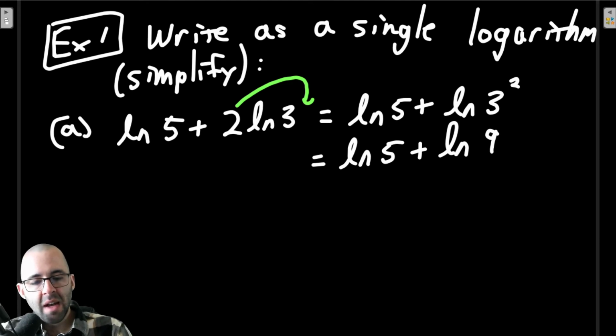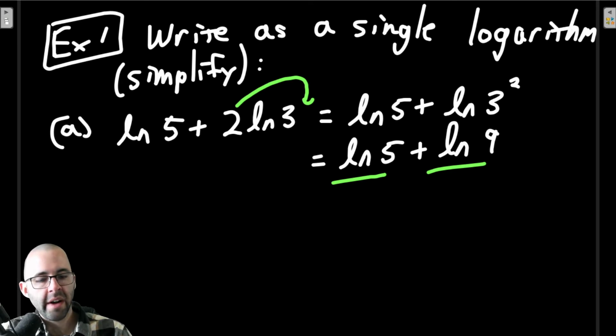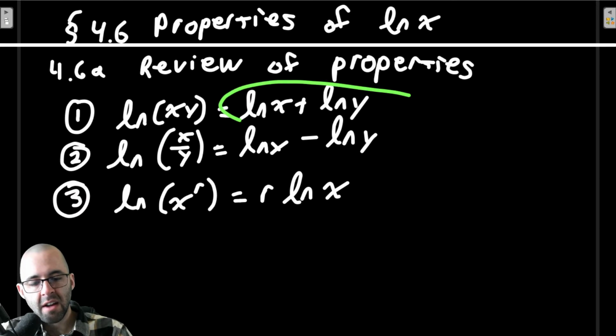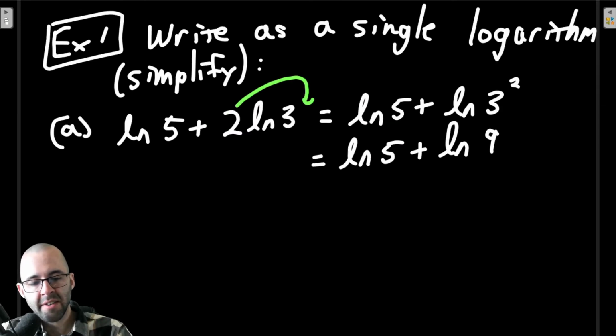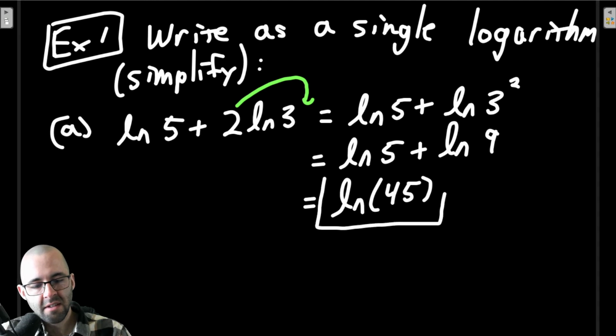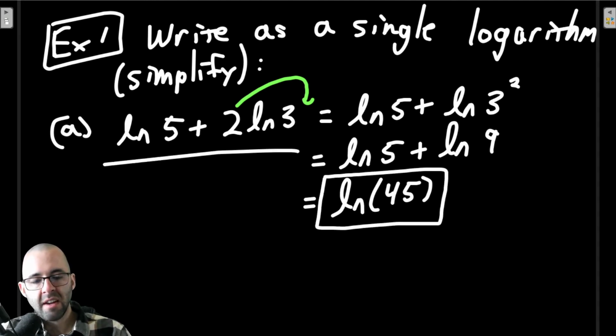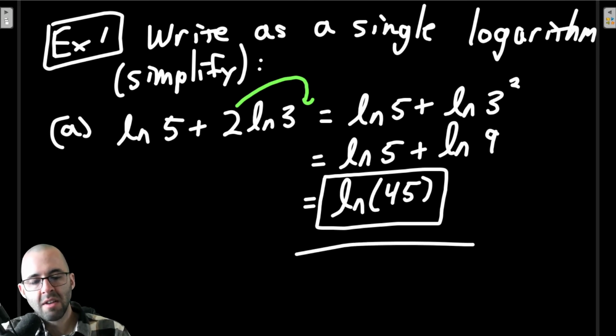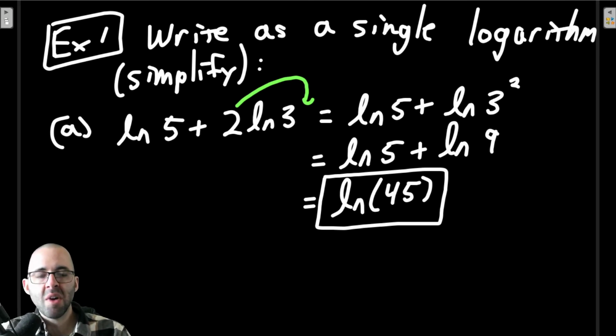And now, once we have a single logarithm plus another single logarithm with no funny business going on, we can use that first property. Okay? Adding logarithms is the same as multiplying their insides. So this becomes the natural log of their product, which is 45. And that's our answer. And again, if you plugged this left thing into your calculator and you plugged this right thing into your calculator, you should get the same decimal approximation. It's a good way to check your answer.